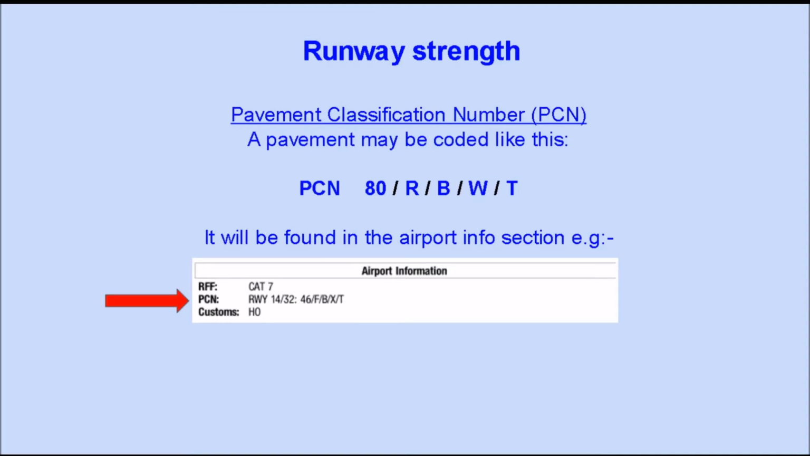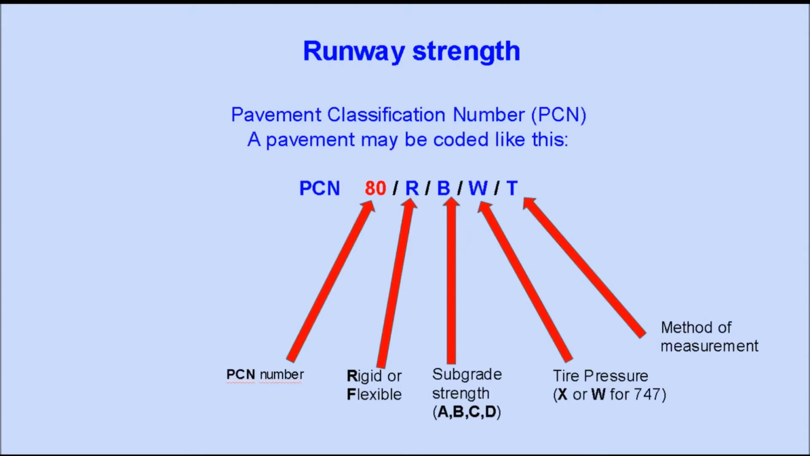Most significant airports these days will have a PCN, pavement classification number, like the examples below, and they'll be found in the airport information section. Breaking it down, we have the PCN number on the left. Rigid or flexible means basically whether it's concrete or asphalt, then subgrade strength, then tire pressure limit, and the way it is actually measured.